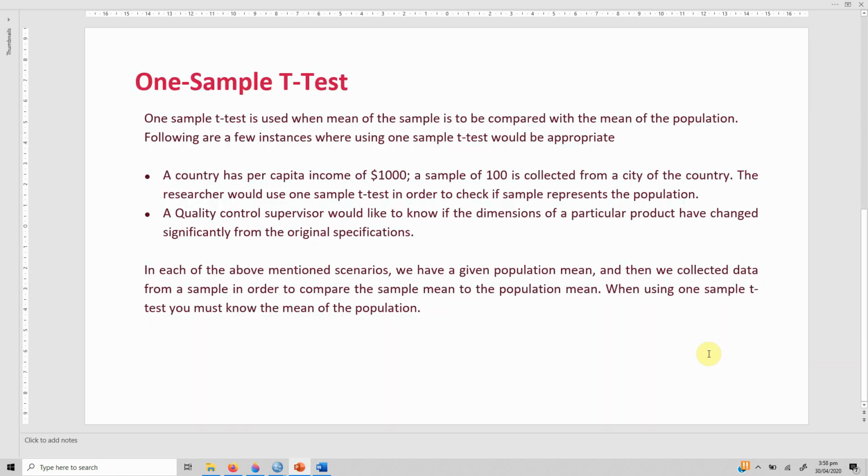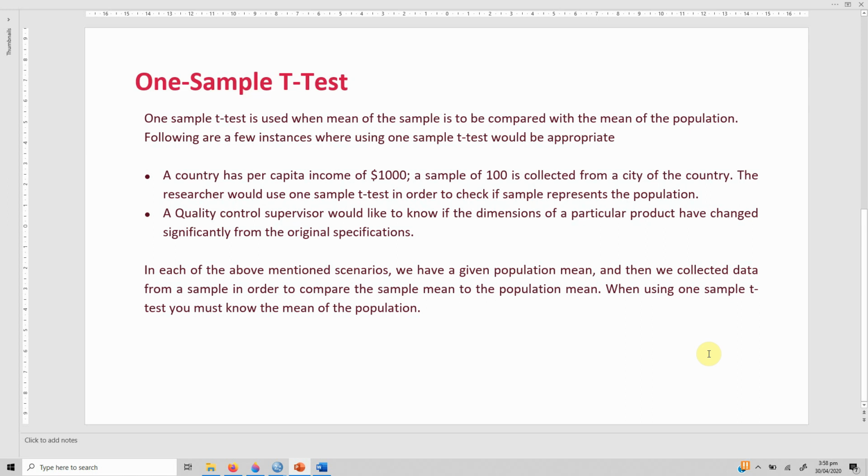Now, one sample t-test is used when the mean of the sample is to be compared with the mean of the population. Whether or not the sample belongs to the population, if somebody wants to know whether the sample drawn from a particular population is actually representative of the population or not, one sample t-test can be a good test to perform. Following are a few instances where using one sample t-test would be appropriate.